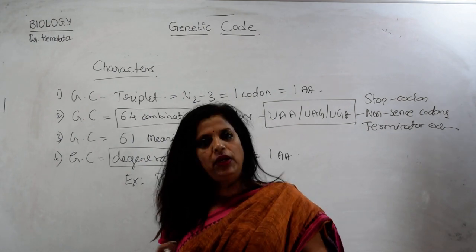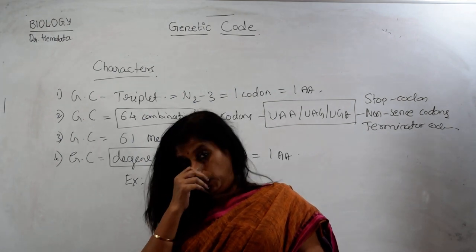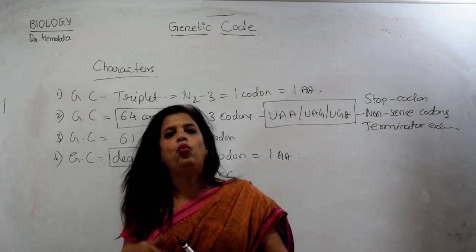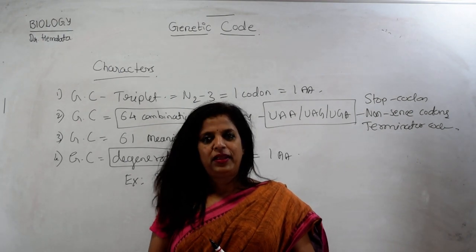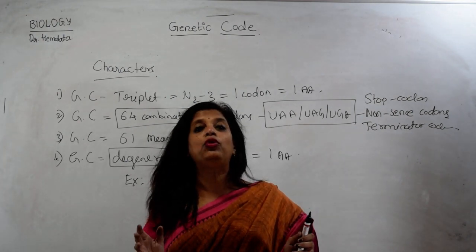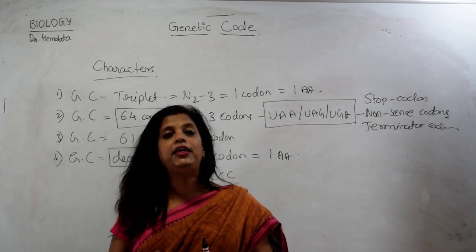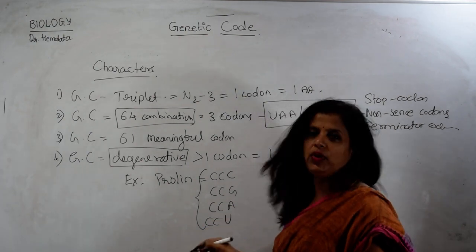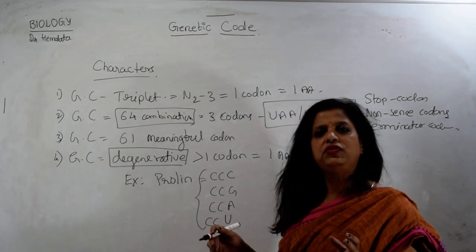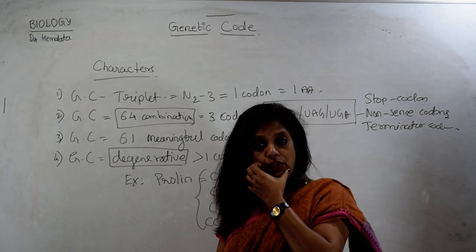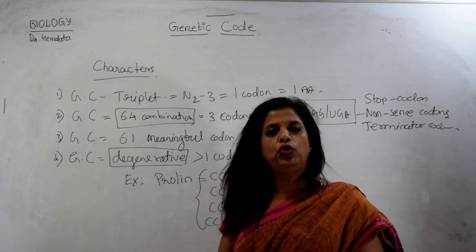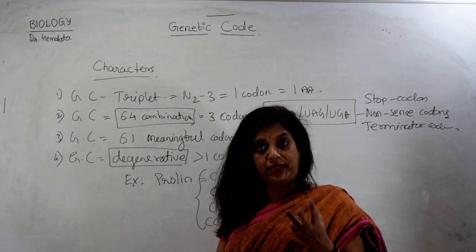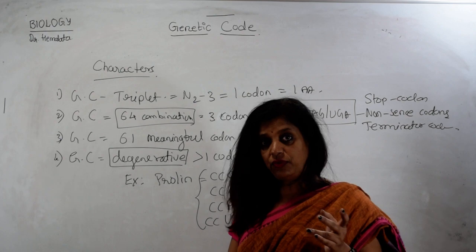All the 61 combinations are there for only 20 amino acids, and some amino acids are coded by more than one triplet codon. That is why we call them degenerative codons, or degeneracy of codons. One example I am giving you is proline. Like that, around six to seven such amino acids are coded by more than one triplet codon. Some are coded by two, some by three, some by four, not more than four.